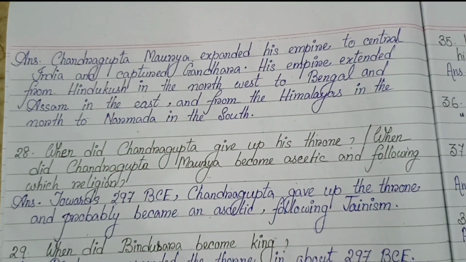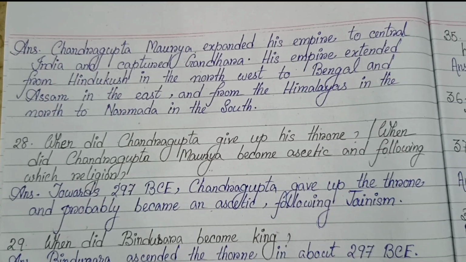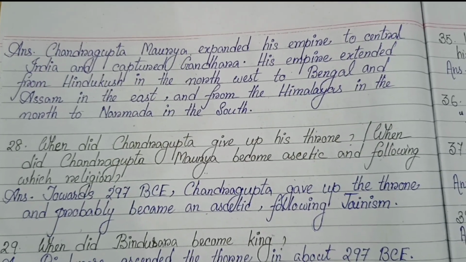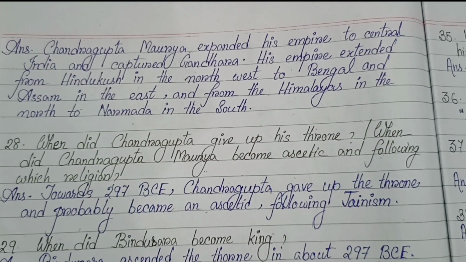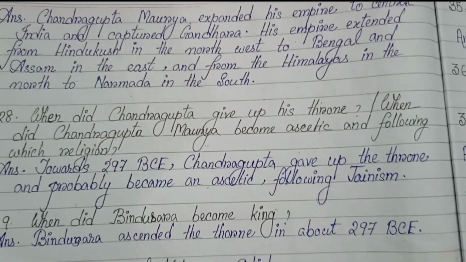Chandragupta Maurya expanded his empire to central India and captured Gandhara. His empire extended from Hindu Kush in the northwest to Bengal and Assam in the east, and from the Himalayas in the north to Narmada in the south.